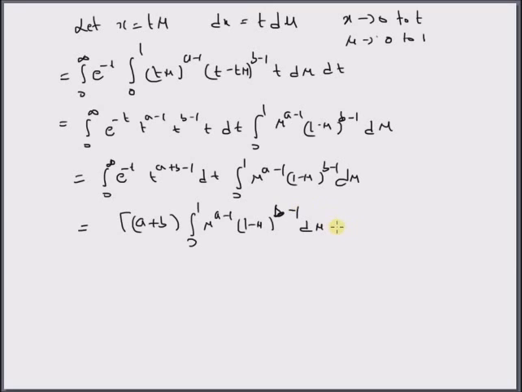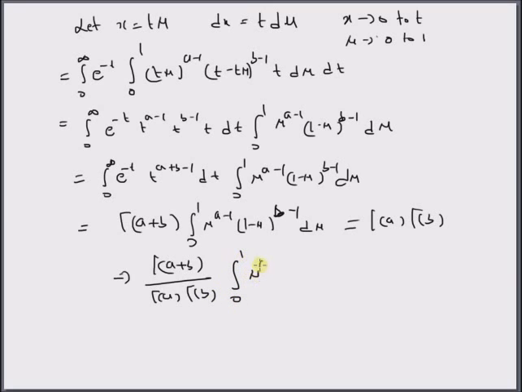And since the original left hand side is equal to gamma of a times gamma of b, if we take this product onto the left side, we have the beta distribution, that is gamma of (a plus b) divided by gamma of a multiplied by gamma of b, integral from 0 to 1 of mu power a minus 1, (1 minus mu) power b minus 1 d mu, is equal to 1.